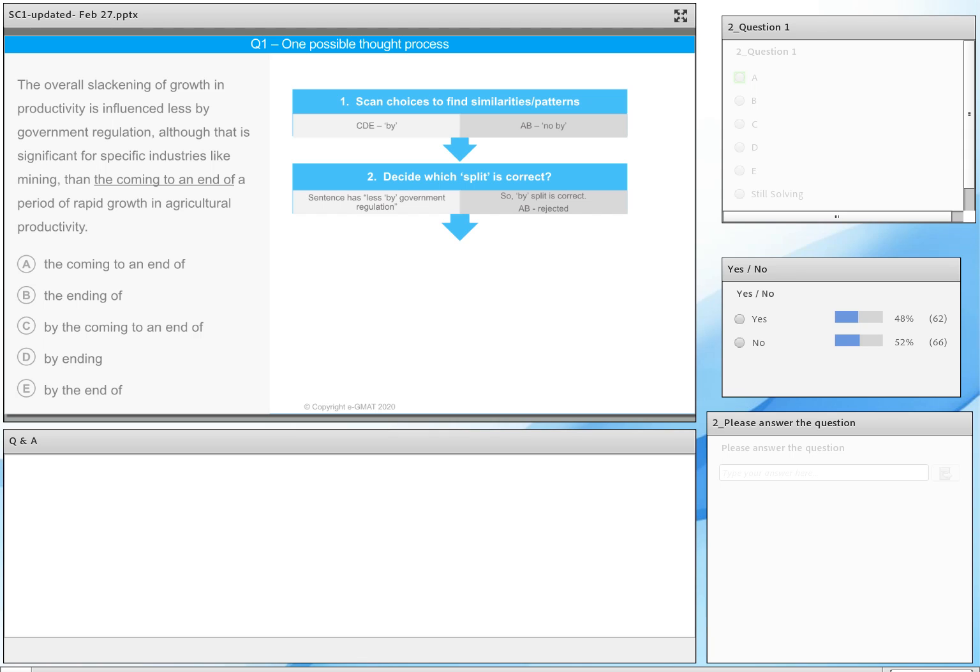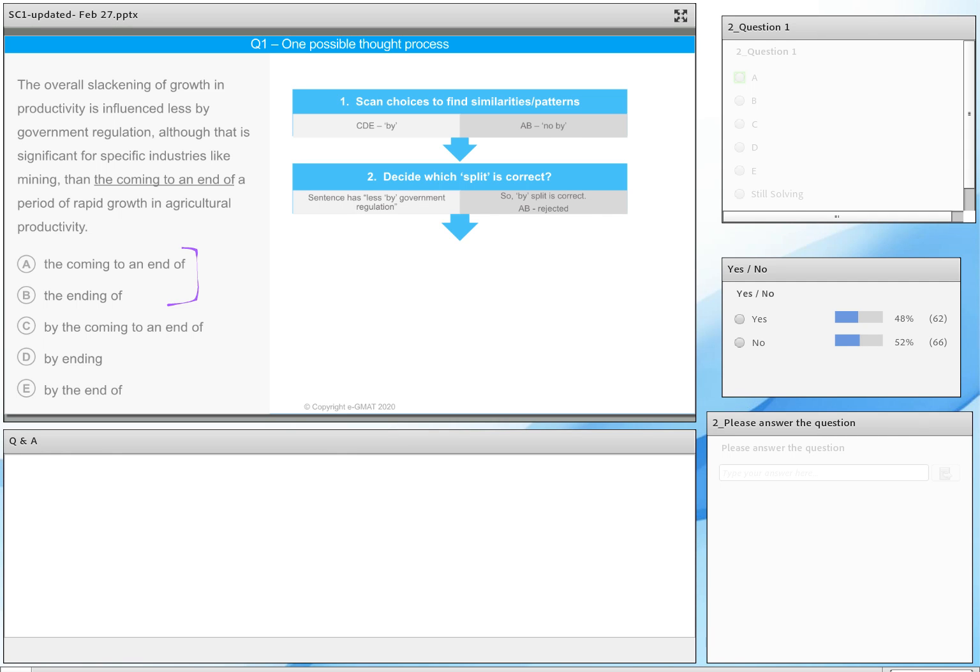So one of the most popular approaches that we see with students is we have students who read through the sentence. So they do that quick read through of the sentence, and then they take a look at their answer choices, and they scan those answer choices to find similarities or patterns. So they would look and they would notice here that choice A and B do not have by. So if we look at choice A and B here, we notice that by is missing. And then we notice C, D, and E all have by.